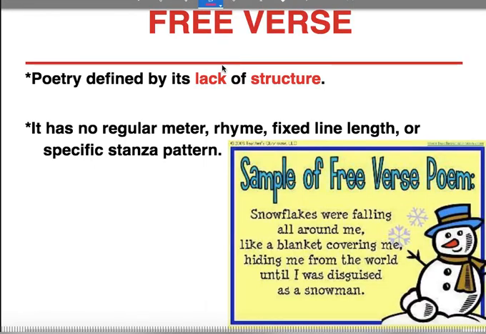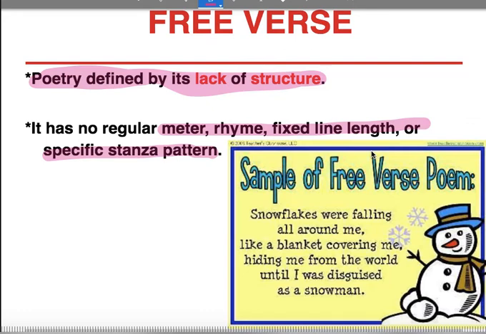Free verse. This is poetry defined by its lack of structure. So there's really no rhyme or reason to the way that the poet has structured it. It has no regular meter, rhyme, fixed line length, or specific stanza pattern. So there's no patterns that we can find in this poem. So an example: snowflakes were falling all around me, like a blanket covering me, hiding me from the world, until I was disguised as a snowman.